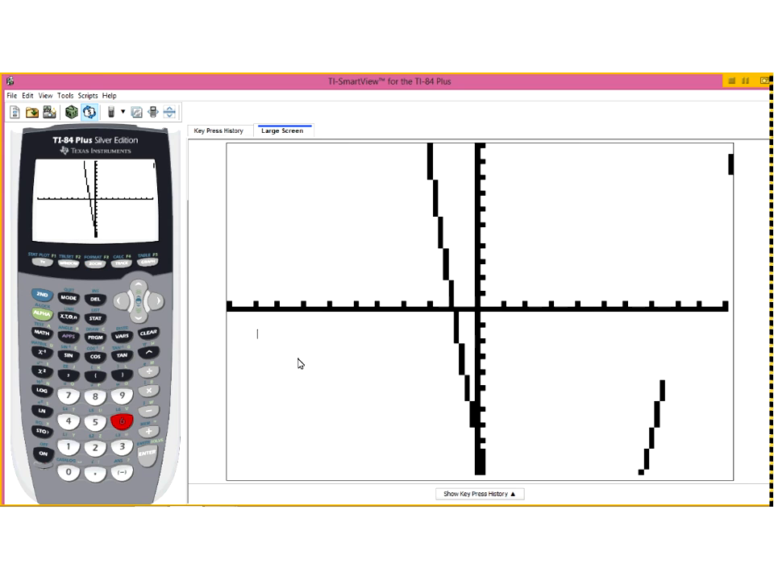Here's our standard view. And so we're looking for when this is greater than 0. So we can see that this part is above the x-axis. So this is the part where the function is greater than 0. So we want the x's that correspond to this part, because this is going to be the x's that give us positive values. So it's all of these values. But what are those values?